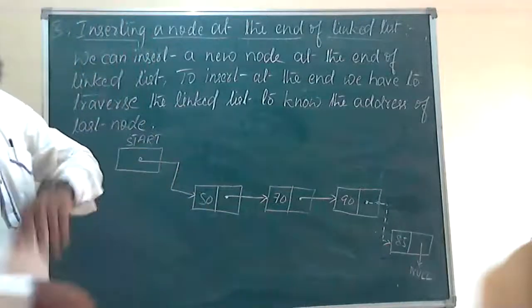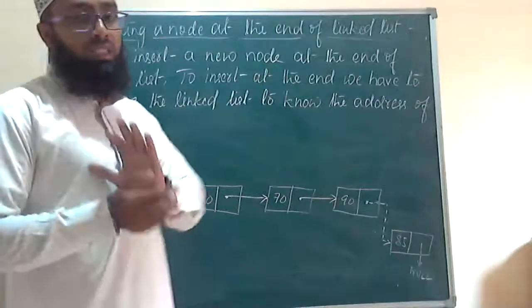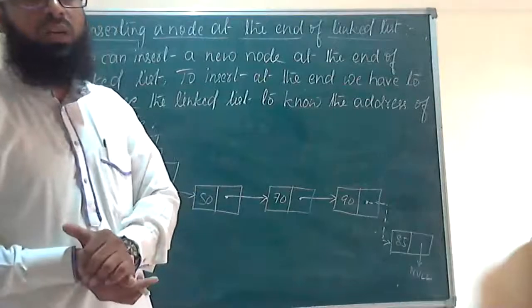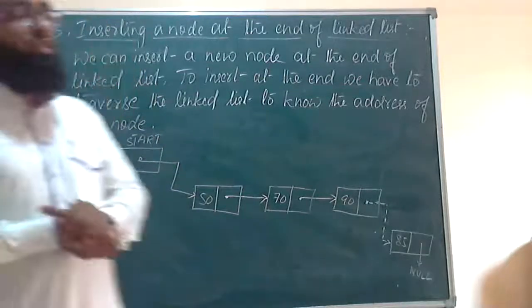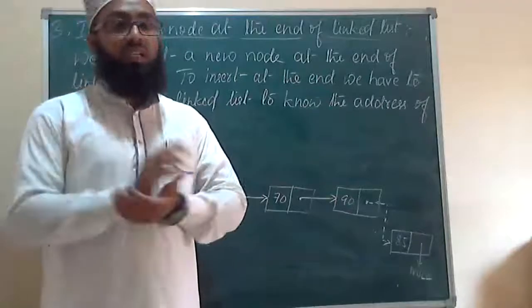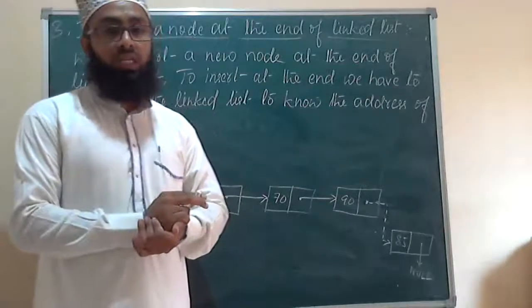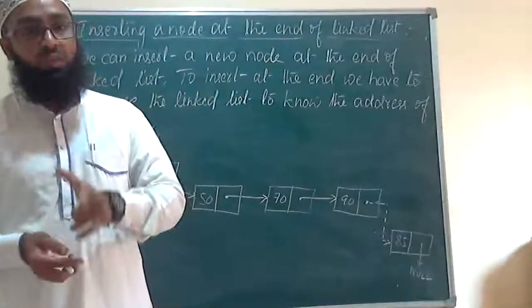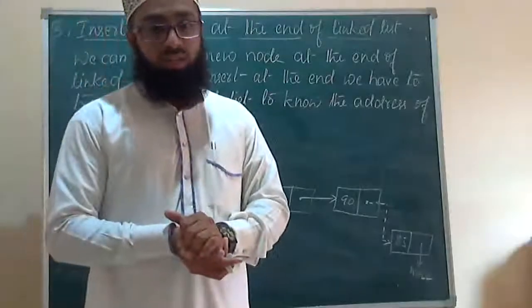Okay, inserting a node at the beginning of linked list, at the given position of linked list, and at the end of linked list. After this, we shall discuss the deletion of a node from the linked list. Deletion also includes 3 types: deleting a node at the beginning of linked list, deleting a node from the given position, and deleting a node at the end of linked list.